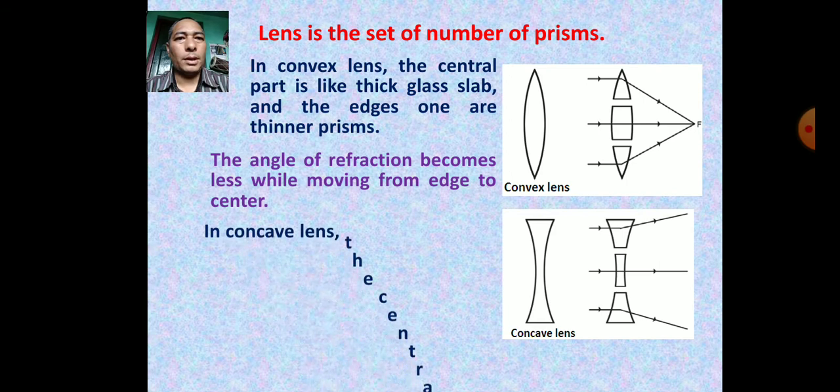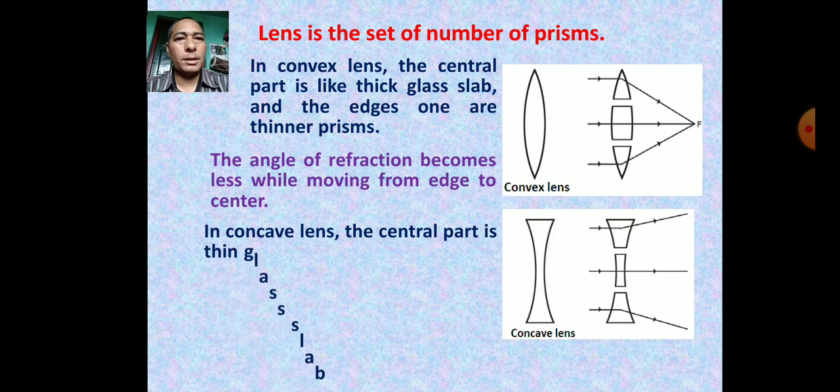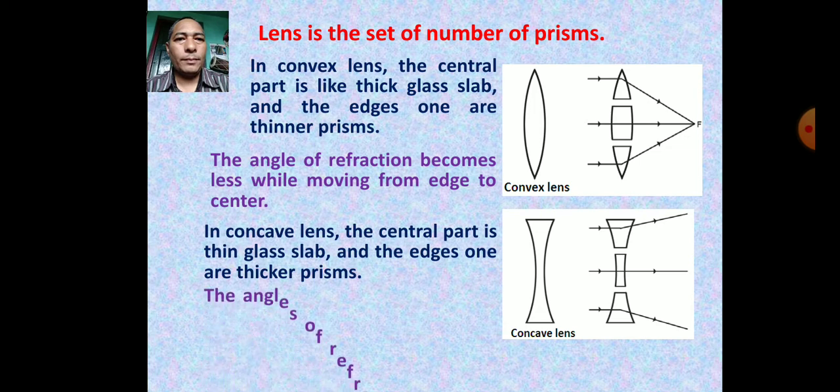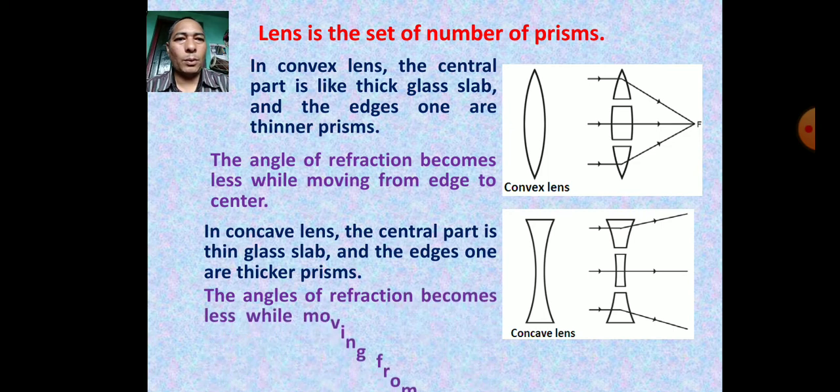In concave lens, the central part is thin glass slab and the edges are thicker prisms. The angle of refraction becomes less while moving from edge to the center.